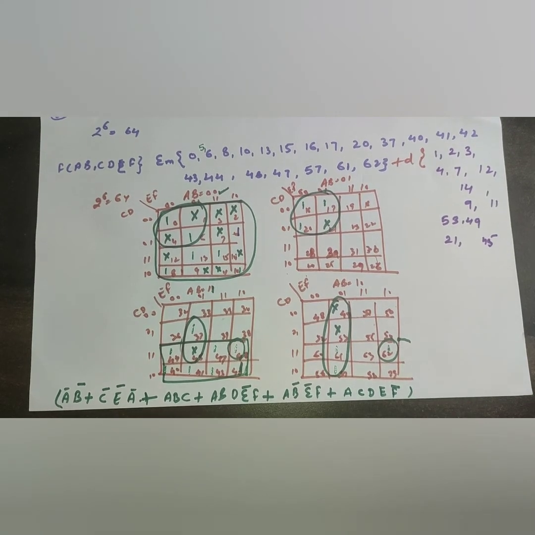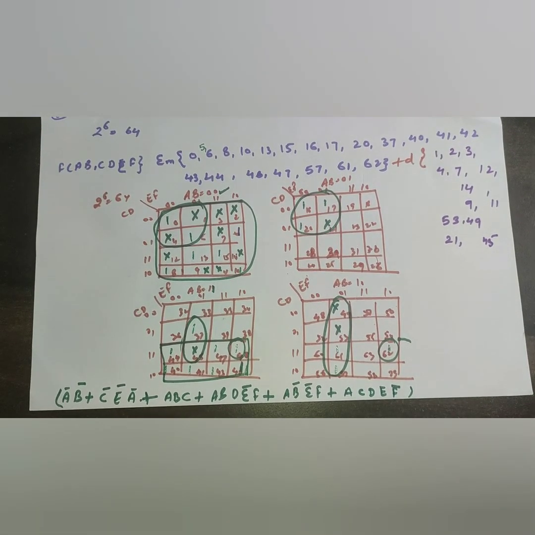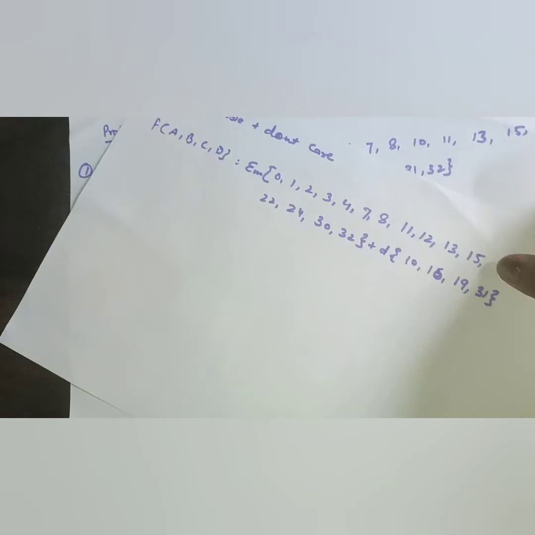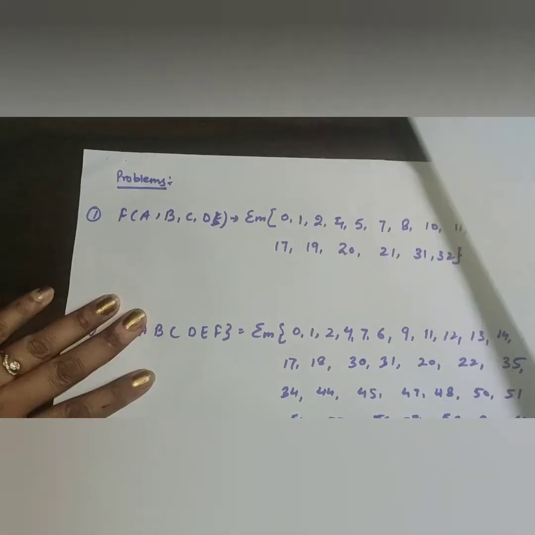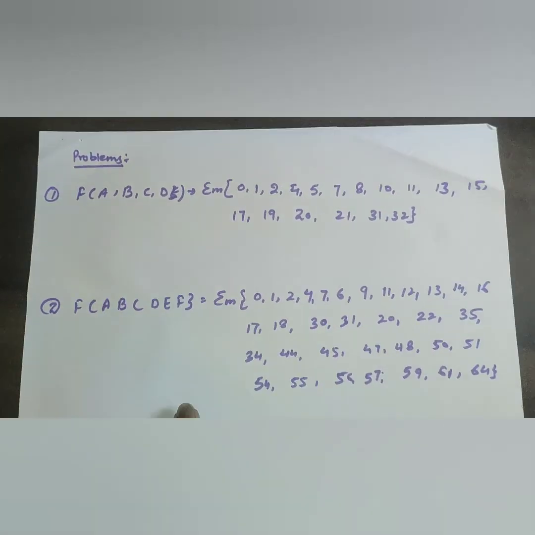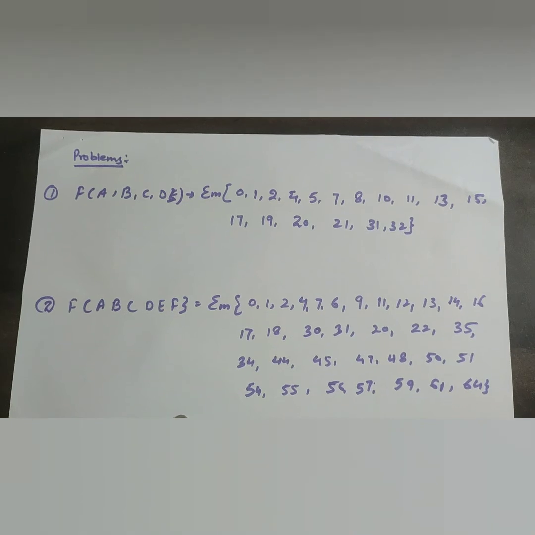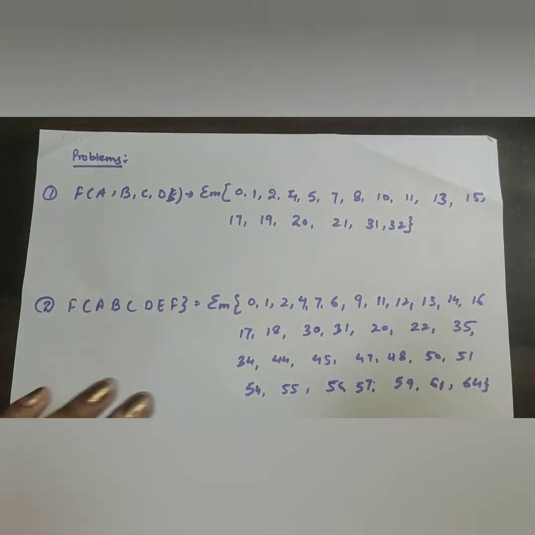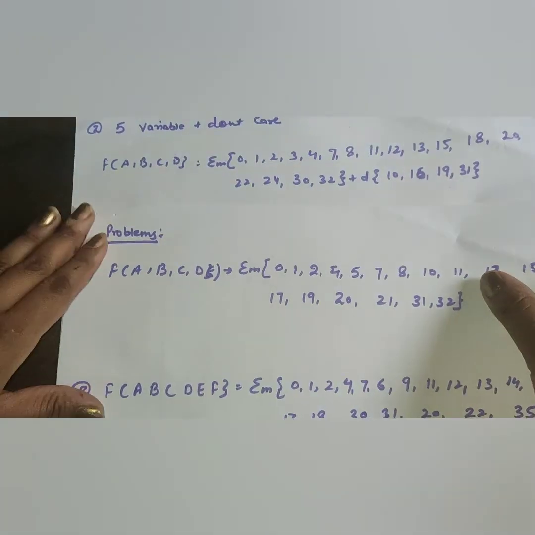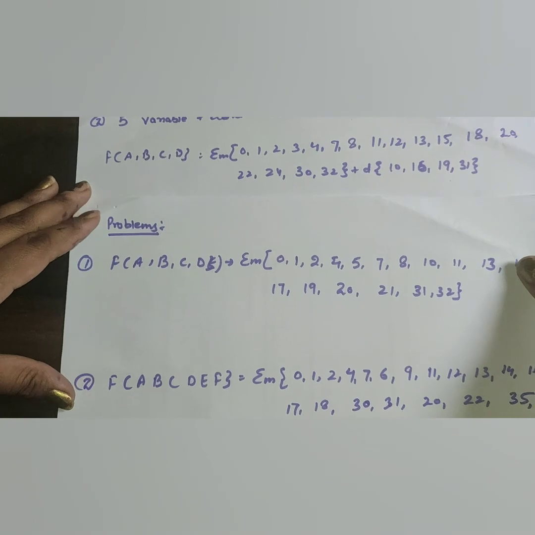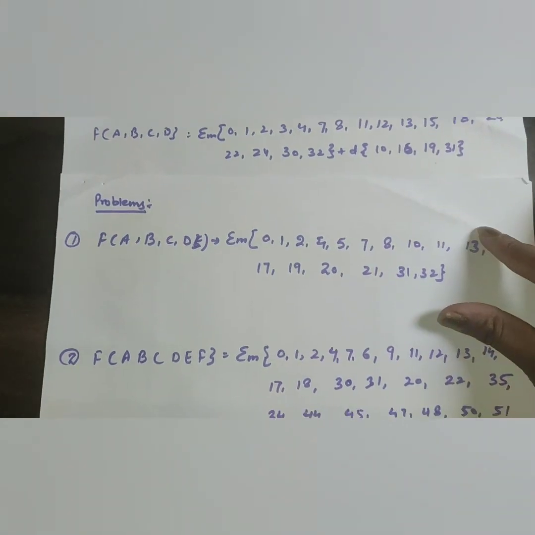So these are some questions. You have to do this and send me with your answer. I will explain if there is any problem. This is a problem for 5 variable and this is for 6 variable. You should remember this. And this is also a problem for don't care condition, 5 variable. You should note it down and send me the answer.